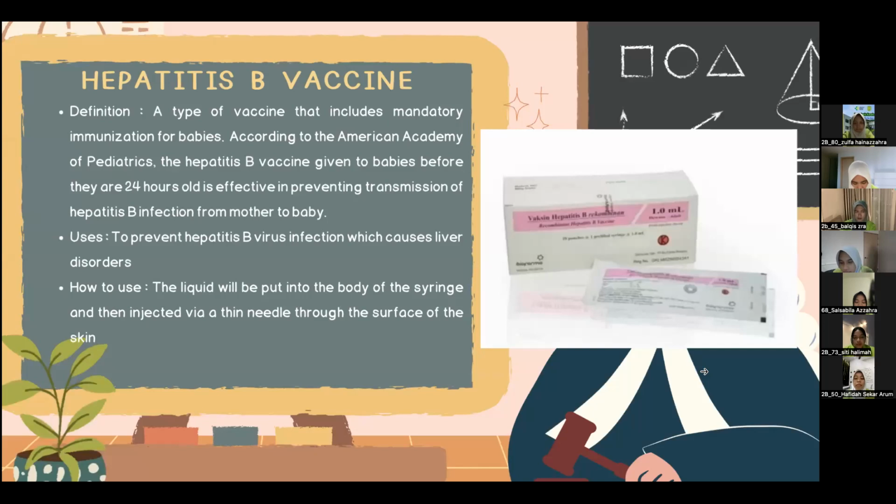Hepatitis B vaccine. Definition: a type of vaccine that includes mandatory immunization for babies. According to the American Academy of Pediatrics, the hepatitis B vaccine is given to babies before they are 24 hours old, which is effective in preventing transmission of hepatitis B infection from mother to baby. Used to prevent hepatitis B virus infection which causes liver disorders.